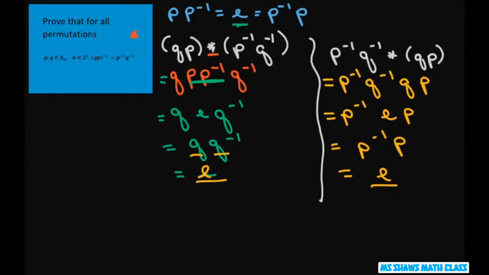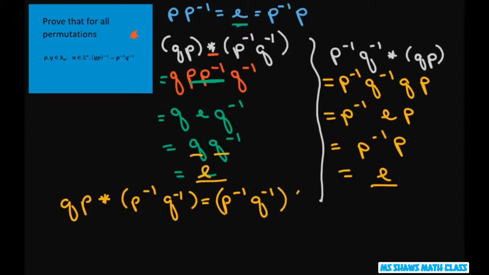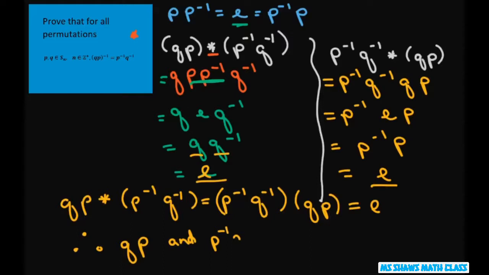Thus, we have QP star P inverse Q inverse equals P inverse Q inverse times QP equals E. Therefore, QP and P inverse Q inverse are inverses of each other because of the identity.